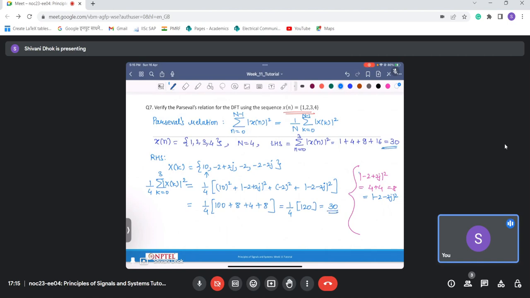So if we look at this value here and this value here, what do we have in both the cases is that 1 by 4 summation k running from 0 to 3 magnitude Xk square is equal to summation n running from 0 to 3 magnitude xn square. Any questions?